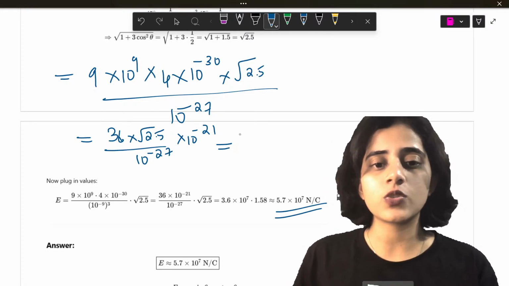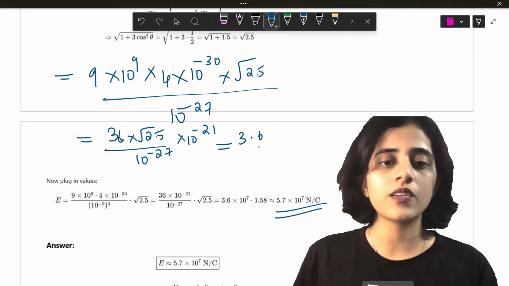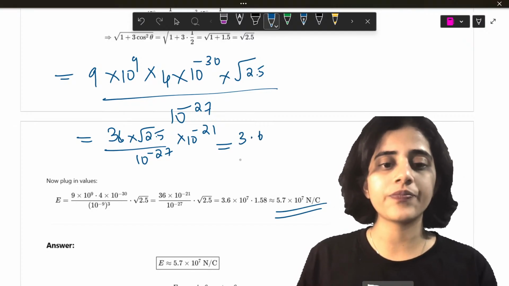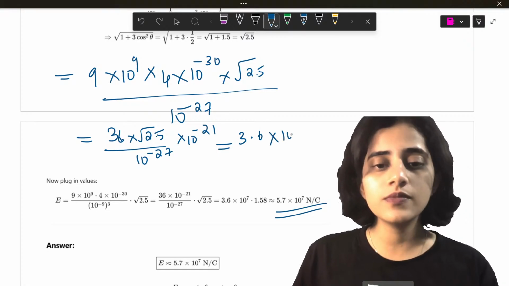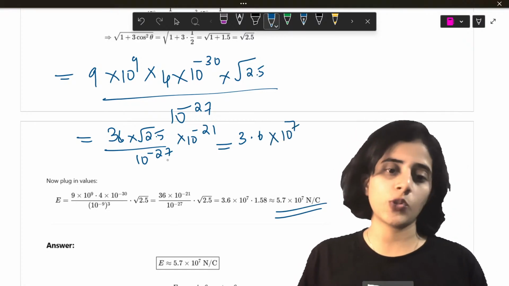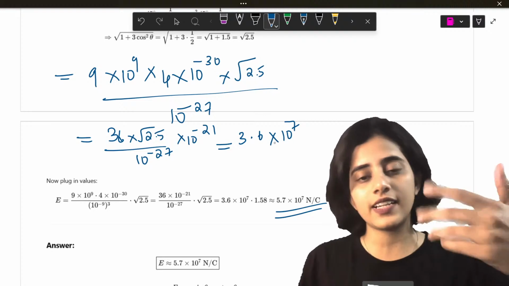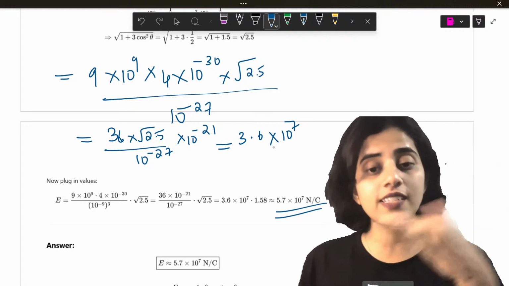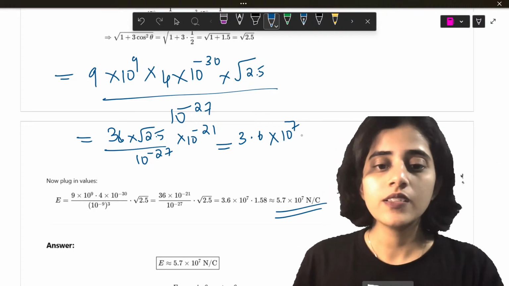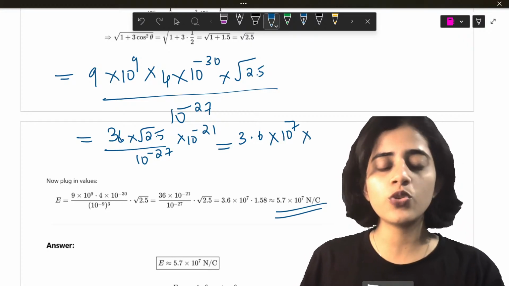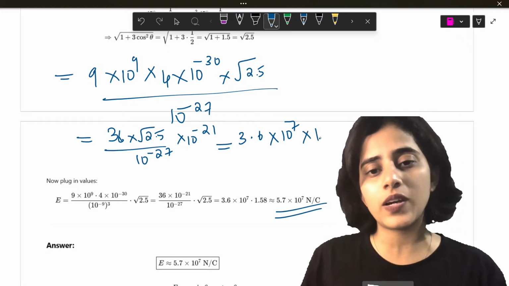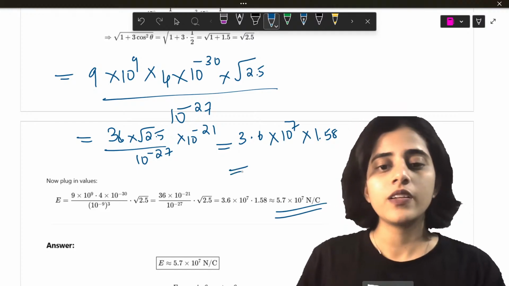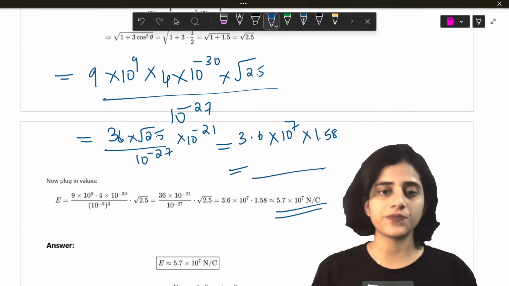So this will be 3.6 into 10 raised to 7. So minus 27 and minus 21, I take it, and I make 36 into 3.6, into square root of 2.5, which should be 1.58. So you will get the answer.